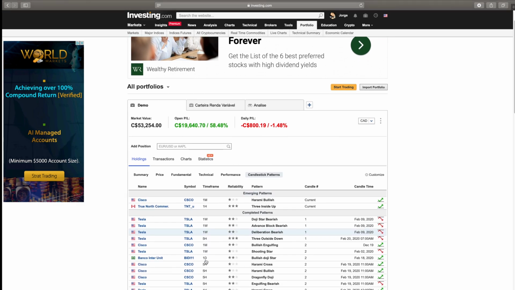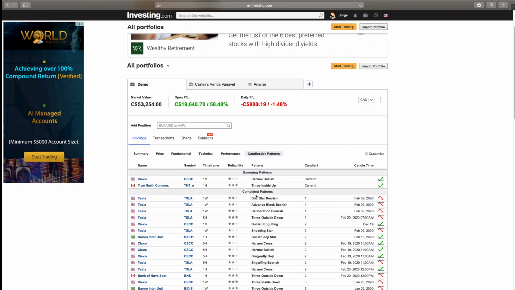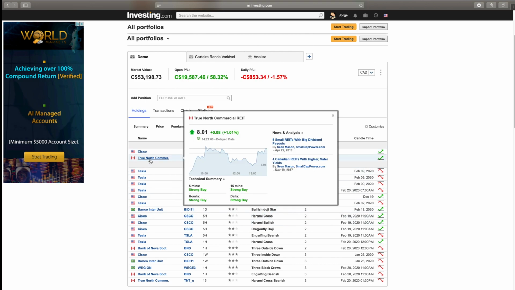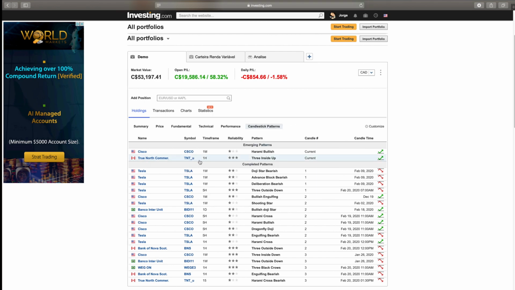What you have here is basically the candlestick. If you're doing technical analysis, price action, whatever, graph analysis, you understand this. So it's going to give you the patterns here. It's going to give the reliability. So let's say here we have True North Commercial REIT, the TNT, in 1 hour, the time frame for 1 hour, very reliable. It has a strong bullish reversal. It's in the current candle. And here we have more other information.